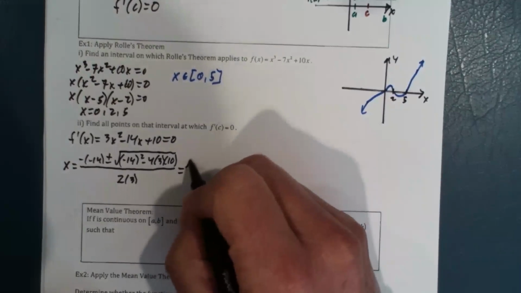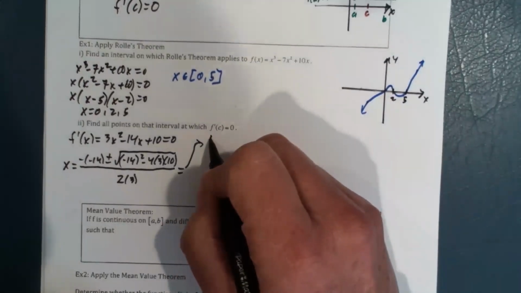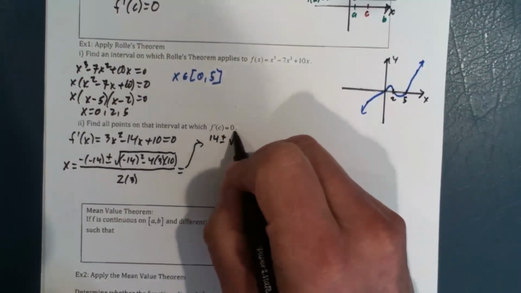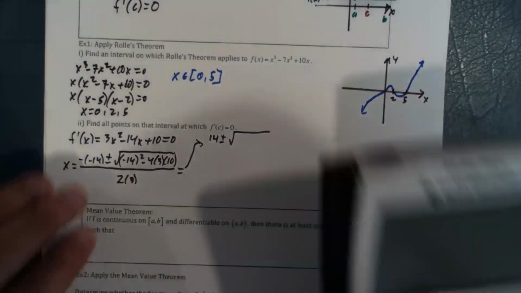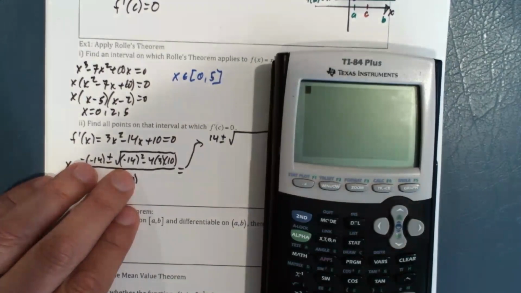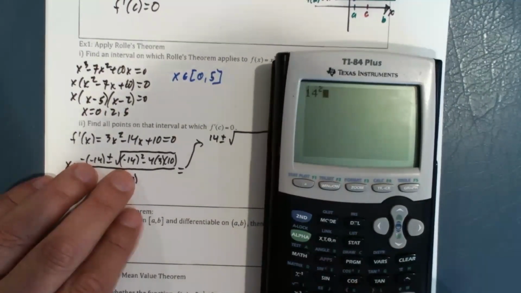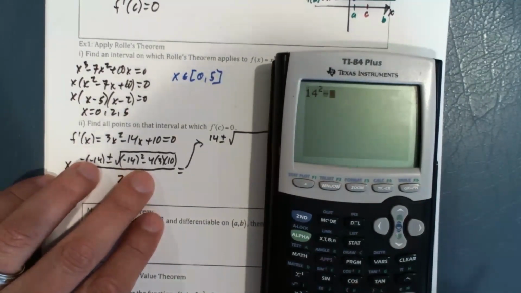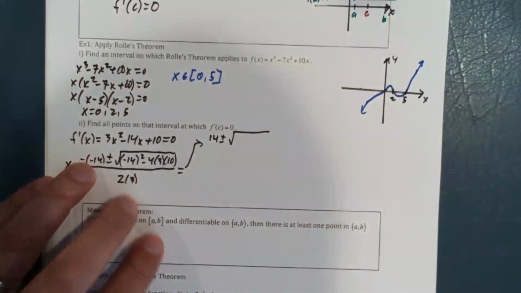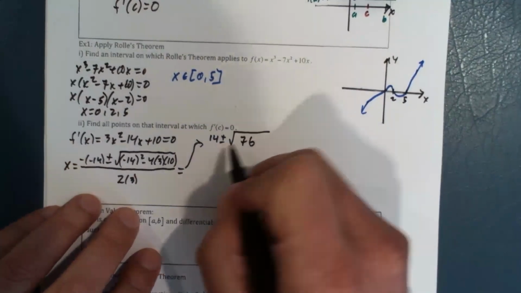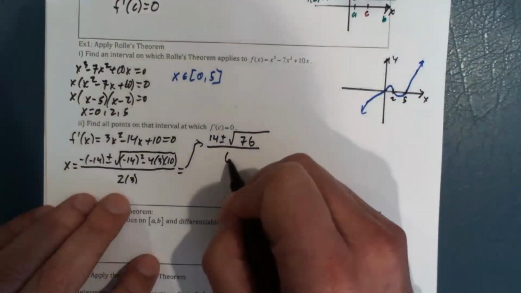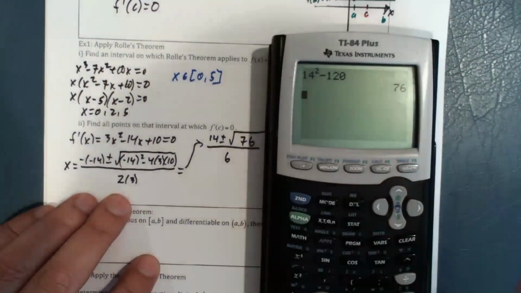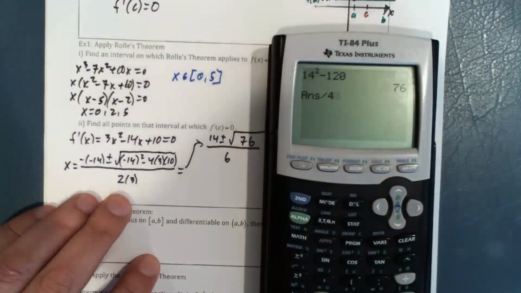Which is going to give me, let's go up here, 14 plus or minus the square root. Grab my calculator here. 14 squared minus 12 times 10, that's 120. So that's going to be 76 over 6. 76 is a multiple of 4, I believe, divided by 4. Yeah.